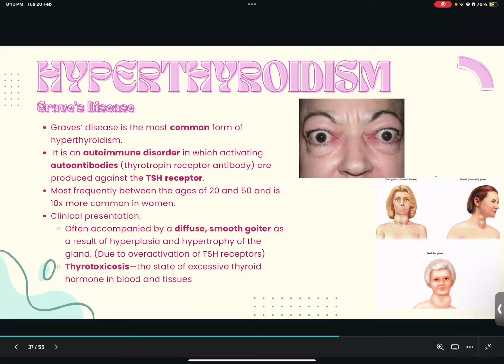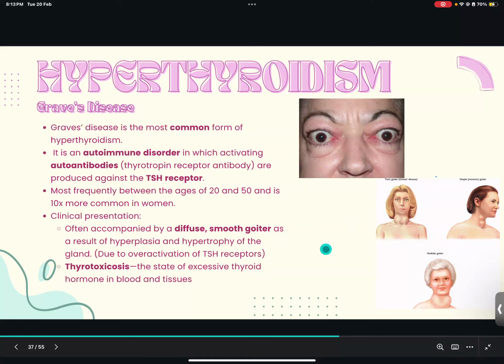Because when TSH stimulates the thyroid gland, like we said, the size of the follicles gets bigger and the cells get bigger, so that causes an increased size of the thyroid gland. These patients will usually present between the ages of 20 and 50, and it's 10 times more common in women, so you're more likely to see Graves' disease in women. And you're also going to see a diffuse smooth goiter as a result of hyperplasia and hypertrophy of the gland, like we said, due to increased activity of the TSH receptors.